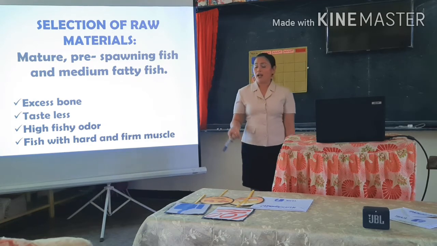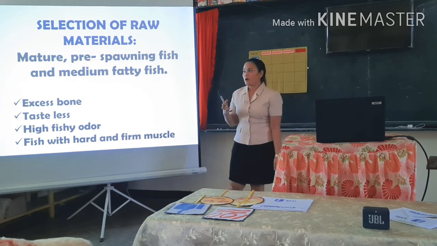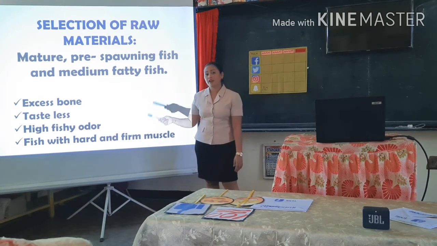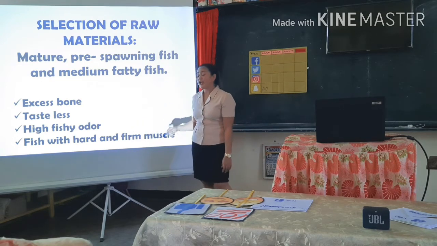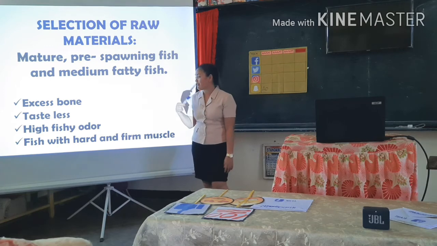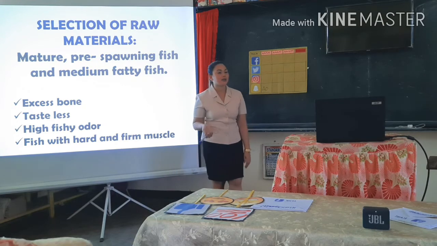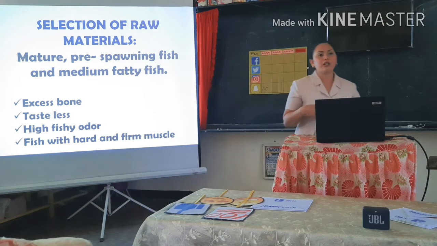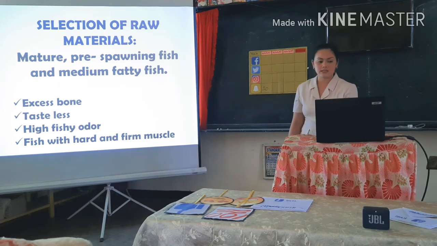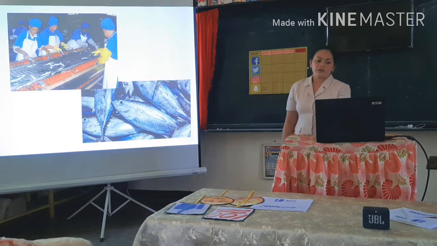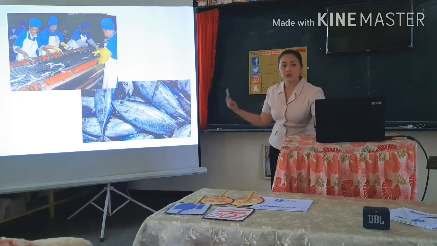So, as usual, ito yung kanilang mga consideration before they were going to find a fish or select a fish. The fish must have excess bone. Next, tasteless, high fish odor. Dapat high fish odor siya. Then fish with hard and firm muscle. So hindi pala lahat, no? Not all fish na pwede siyang i-can. So dapat meron siyang ganyan na mga characteristics. As you can see, here is the selection. Nag-select sila dyan. Tapos ito yung tuna. This is the tuna.